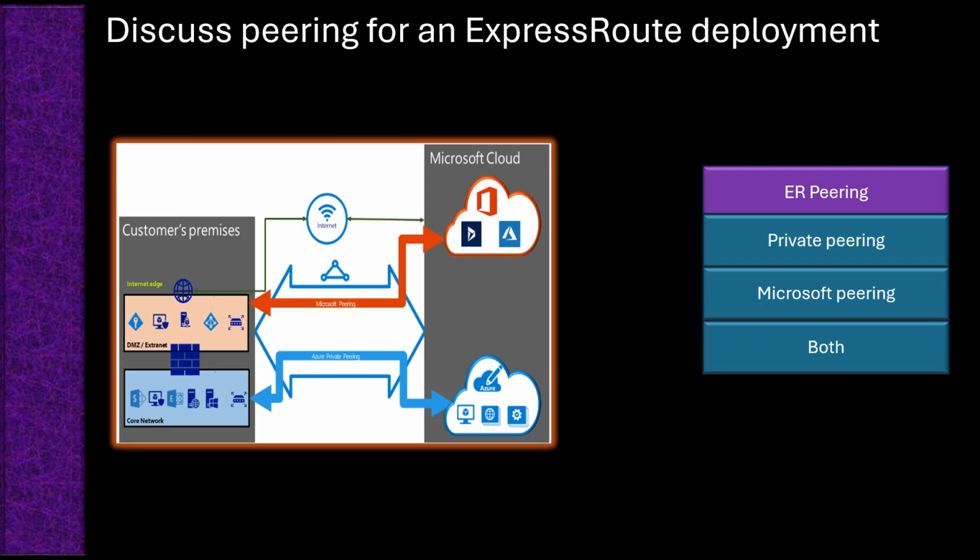In an Azure ExpressRoute deployment, peering options define how your on-premise network connects to Azure services. ExpressRoute provides two primary peering options. One is private peering and the second one is Microsoft peering, which serve different use cases based on the type of resources you want to connect to. You can also use both for more flexibility and coverage.